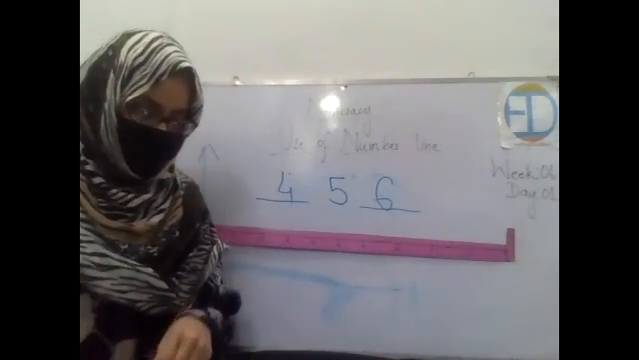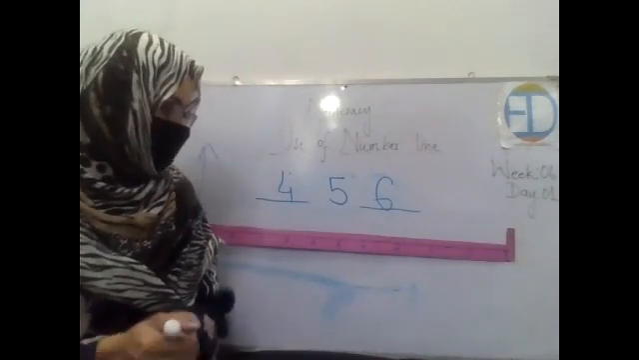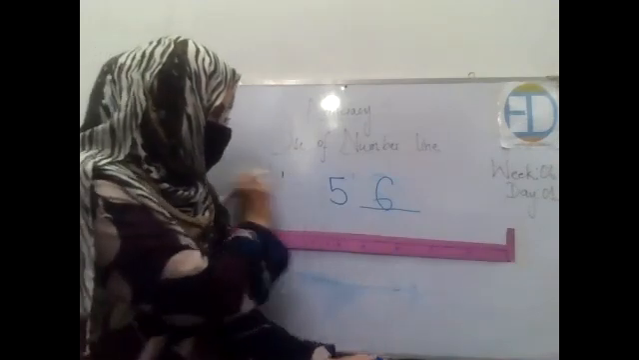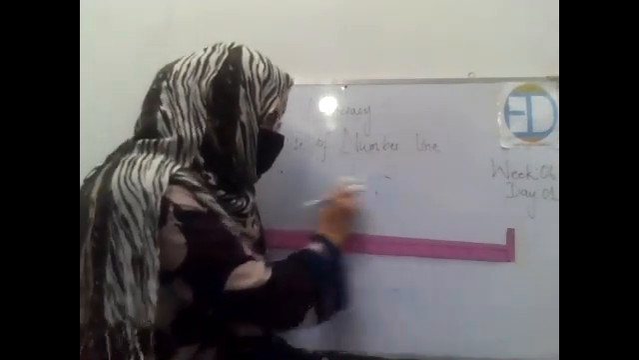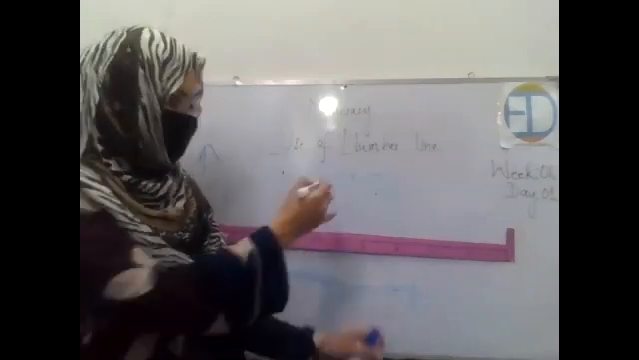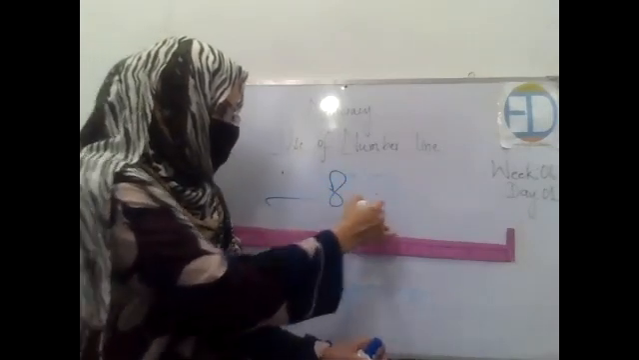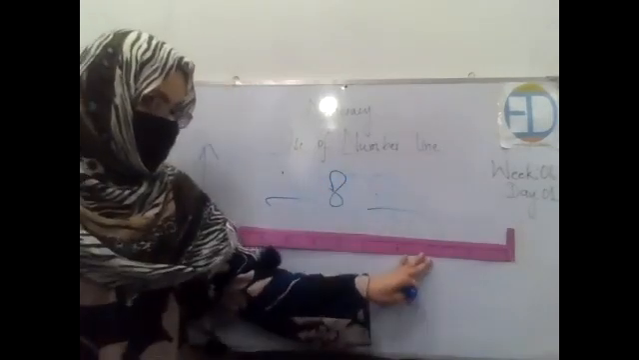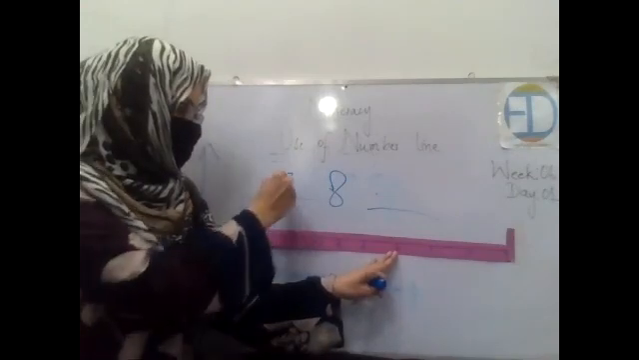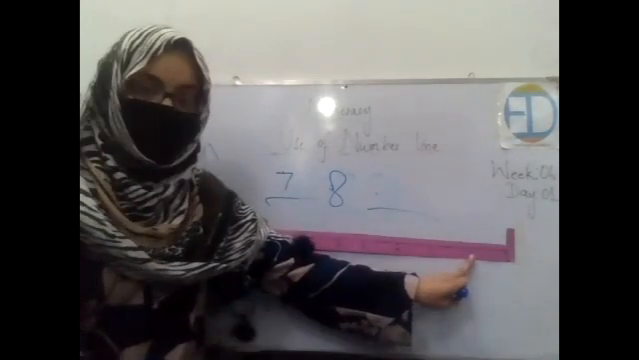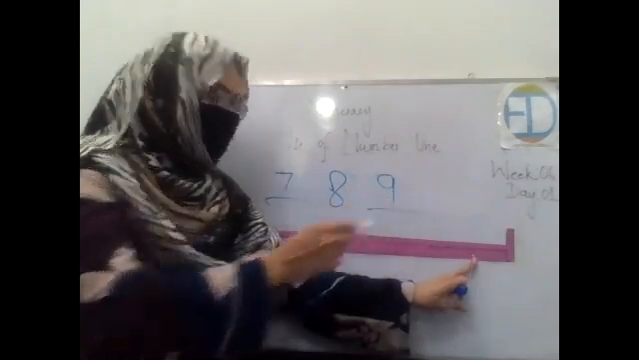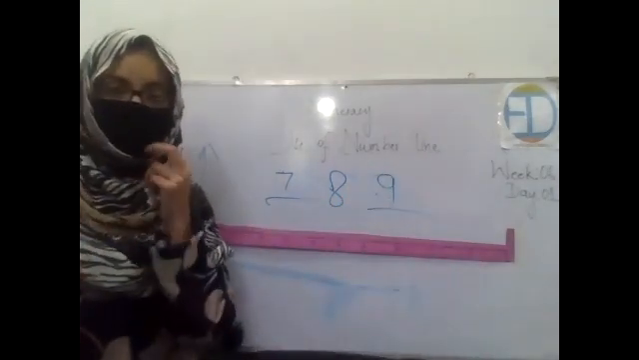Now look at the next question. It asks what comes before and after 8. What comes before 8? Look over there. It's 7. And what comes after 8? It's 9. Okay.